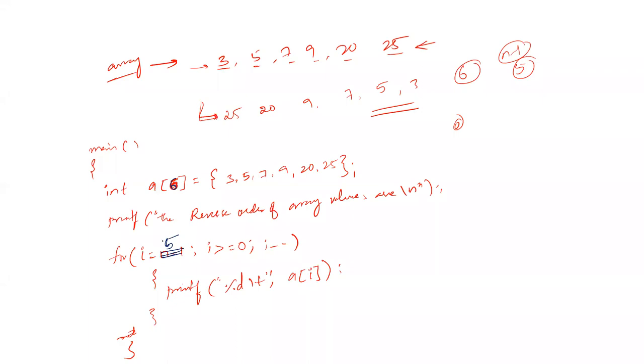What happens here? First, the i value is equal to 5. So 5 is greater than or equal to 0. Is it true? Yes, it is true. Then it goes to the next statement. What is printf("%d\t", a[5])? What is a[5]?